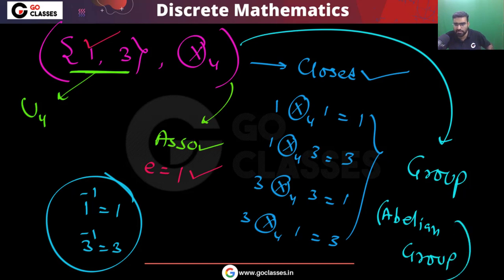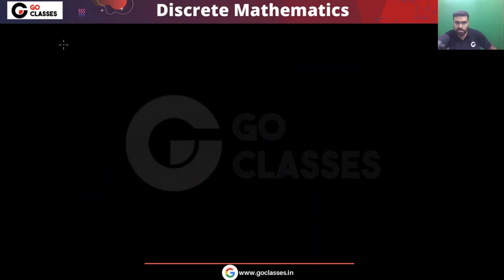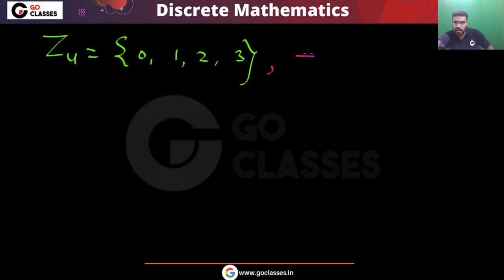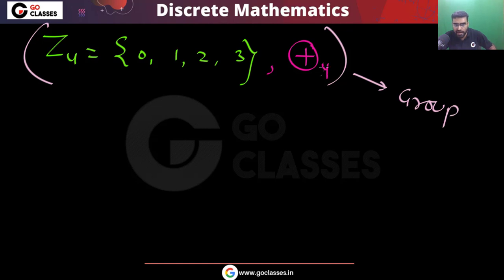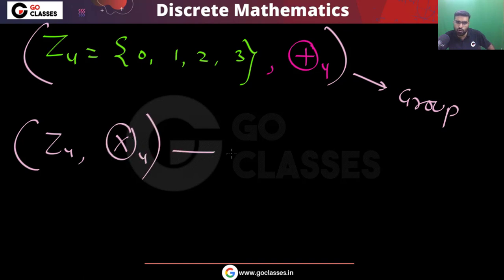So this is the simple idea. Please notice what we have done so far. We started from Z4, which is 0, 1, 2, 3. We already know that under addition modulo 4 this structure is a group. But if you see the same structure under multiplication modulo 4, then that is a monoid but not a group.